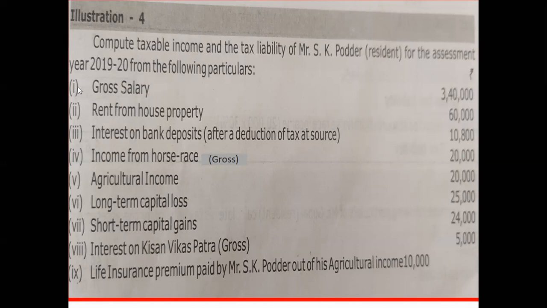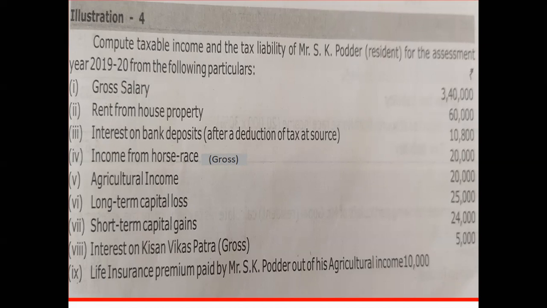First one, gross salary amount 3,40,000. So be careful when they give the information regarding the gross salary or salary, we need to check whether it's a gross salary or the net salary. So gross salary, we need to convert it to net salary. That is nothing but we need to claim the deductions under section 16, that is standard deduction amount, 40,000 has to be minus.